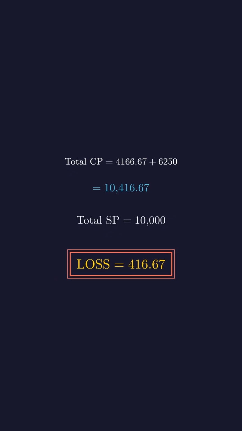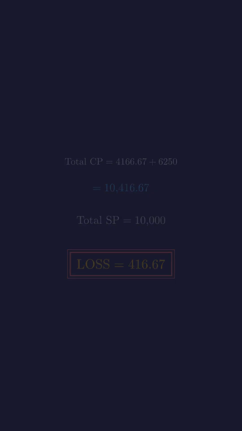That's 6,250. Total cost price, 4,167 plus 6,250. 10,417. Total selling price, just 10,000. You lost 417 rupees on what looked like a perfectly balanced deal.